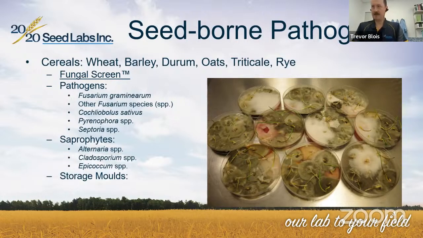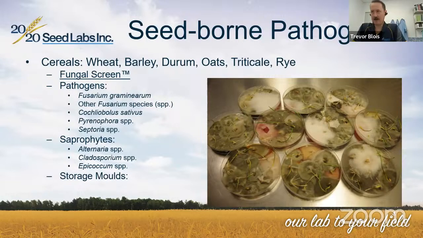We also look at saprophytes that are present. On these plates here, most of those olive green colonies are Alternaria. These can be present at quite high amounts. It's not unusual to be upwards of 60% on a sample or even higher.